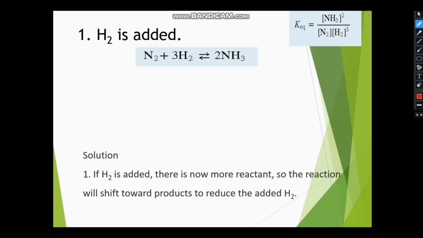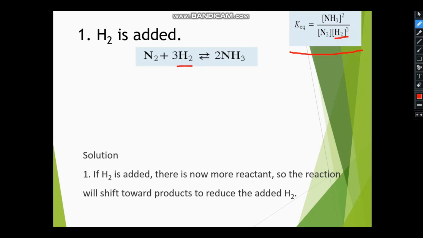So let's see which direction the reaction will shift in each and every situation. Let's start with the first one. If hydrogen is added, in which direction will this reaction shift? Now remember, hydrogen is a reactant. If you look at the equilibrium expression, hydrogen is in the denominator. So what happens if you increase the denominator? The equilibrium constant will reduce.